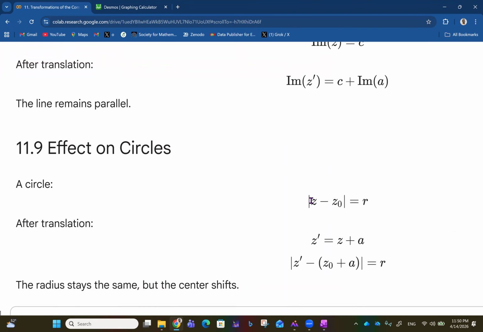So if you have a circle, absolute value of Z minus Z naught equals R, that's a circle whose center is at Z naught with radius R. So after translation, you have Z prime equals Z plus A. And then you have the circle to be newly Z prime minus Z naught plus A, and that is equal to R. So the radius stays the same, but the center will have to shift like that.